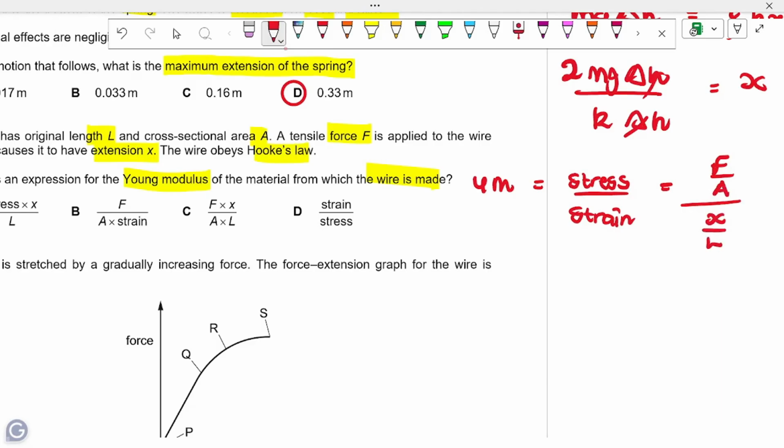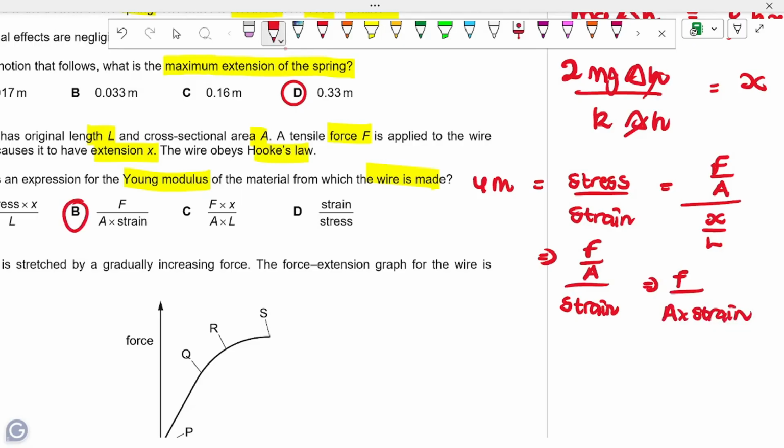Strain is extension divided by length. So if I look at the first one, if I leave stress as is, it will be stress times L over X, not stress times X over L. If I look at B, if I leave strain as is, I will have F over A divided by strain. So basically it will be F over A times strain. So the correct answer becomes B.